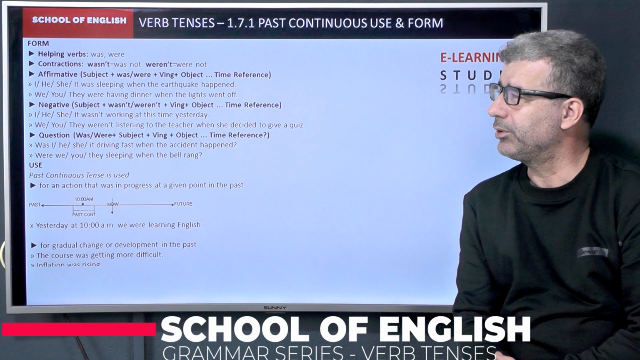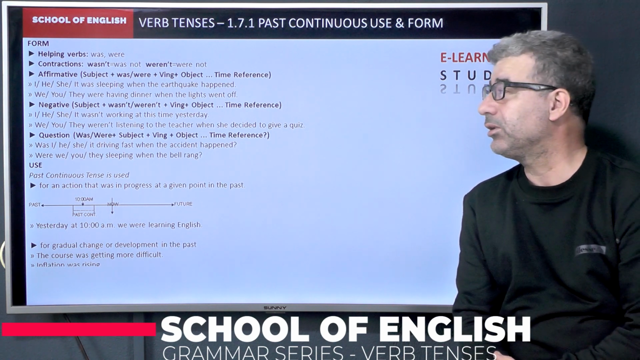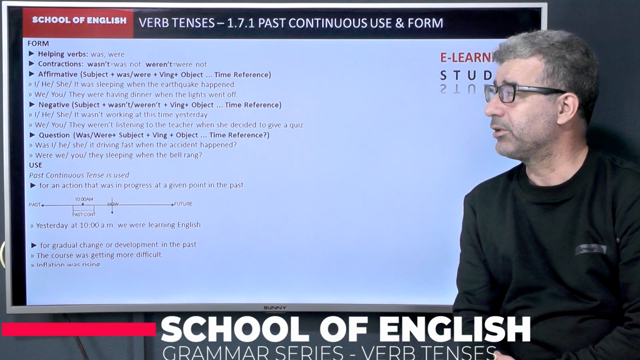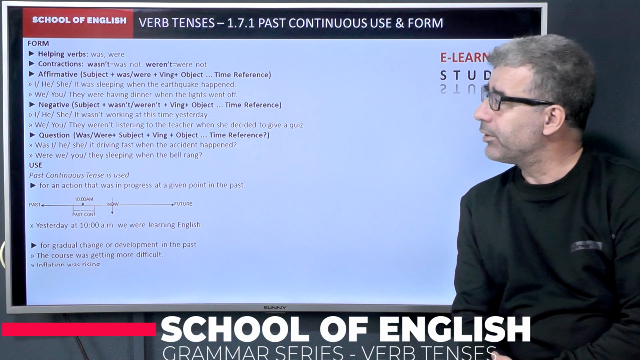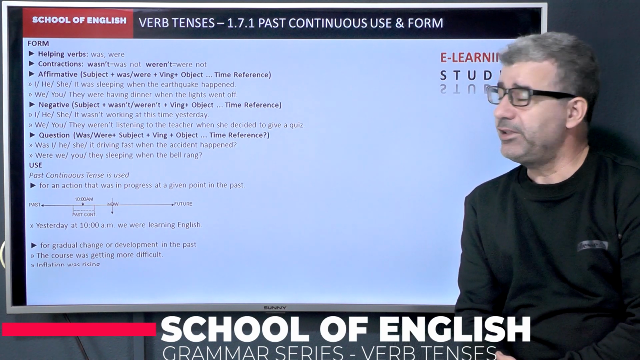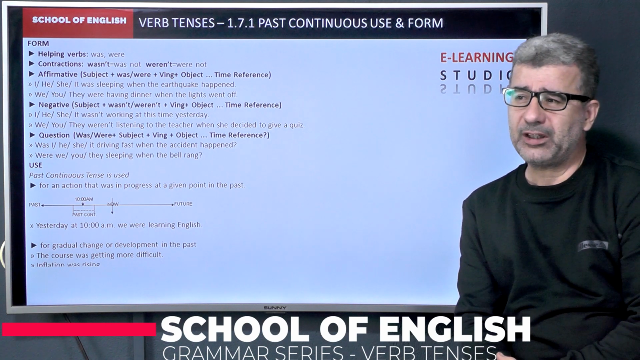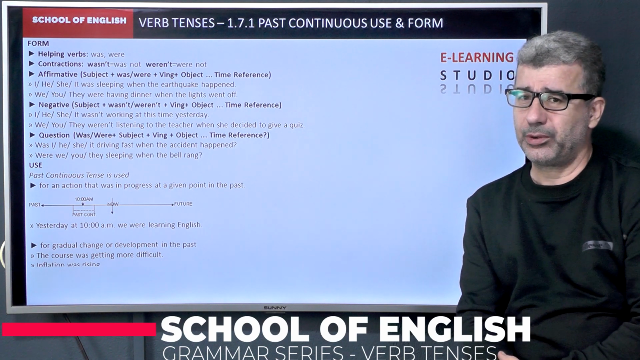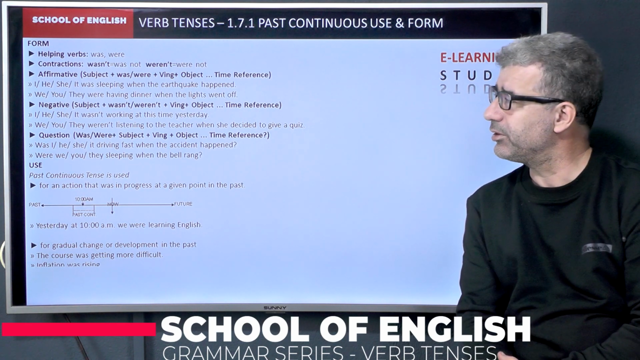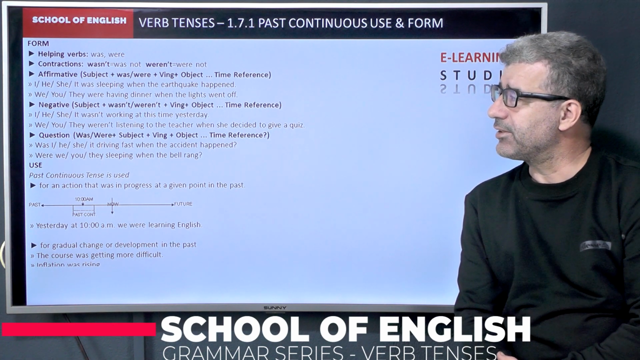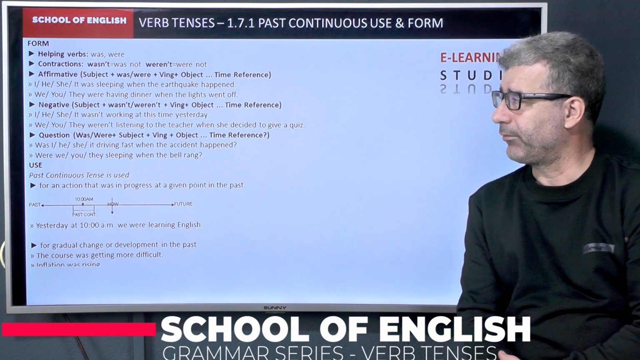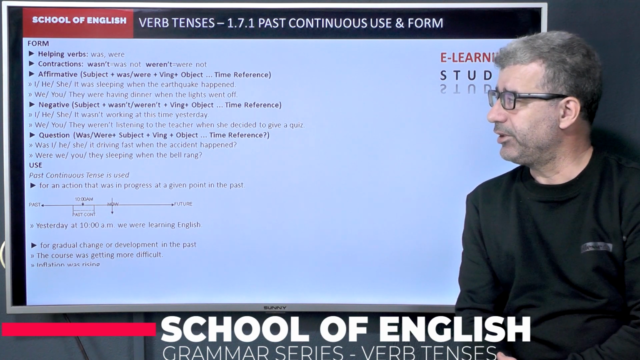Now, how about were you they? We use were for these subjects and plurals. We were having dinner when the lights went off. When the lights went off is our point of reference, and at that point, the sentence tells us that they were having dinner.